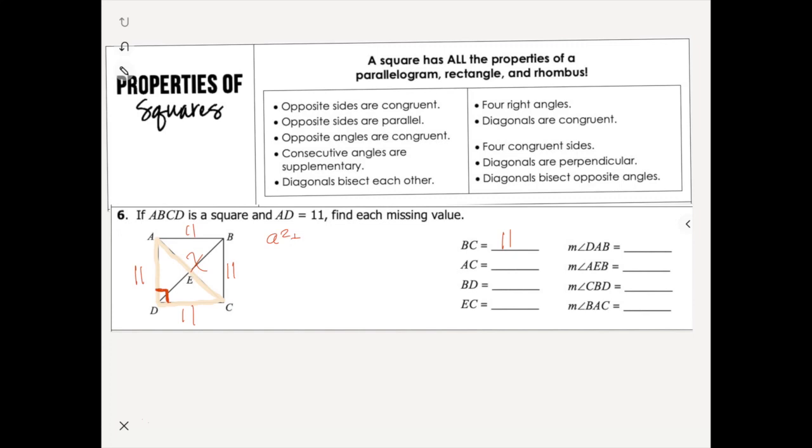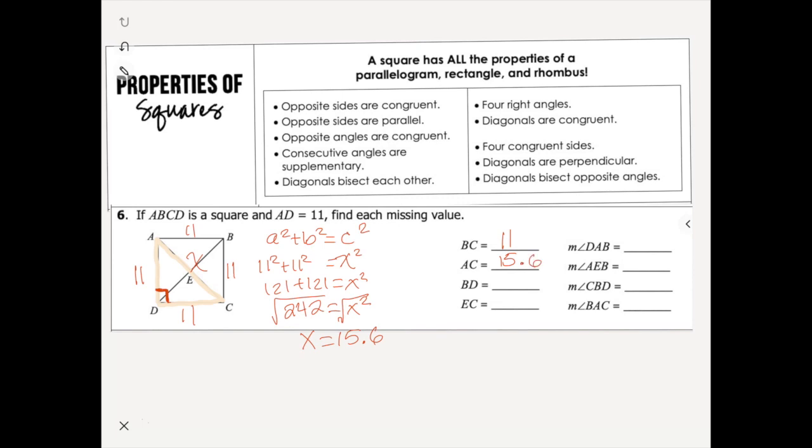If I'm going to use a squared plus b squared is equal to c squared, x is going to be my hypotenuse. It's going to be 11 squared plus 11 squared is equal to x squared. So we have 121 plus 121 equals x squared. This gives me 242 is x squared. Take the square root, and you're going to see that x is 15.6. So that means that AC is 15.6.